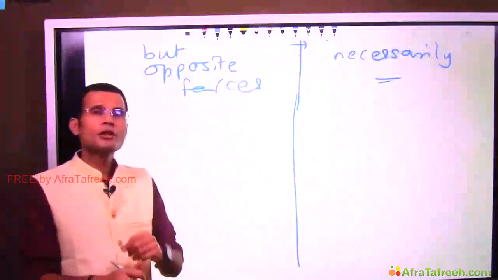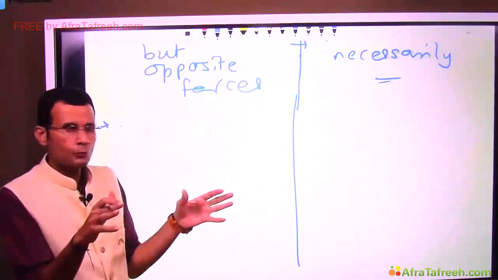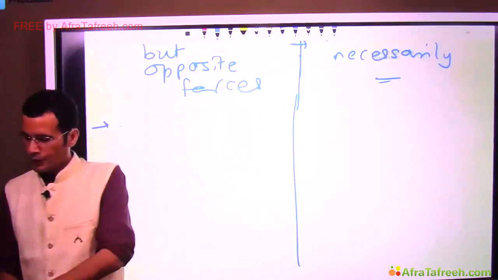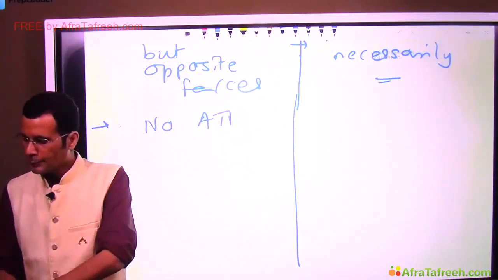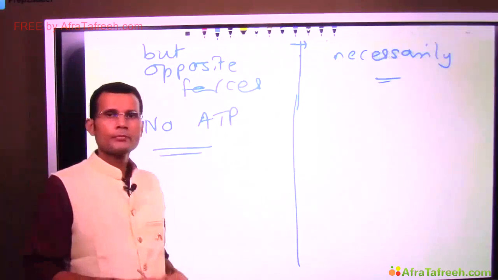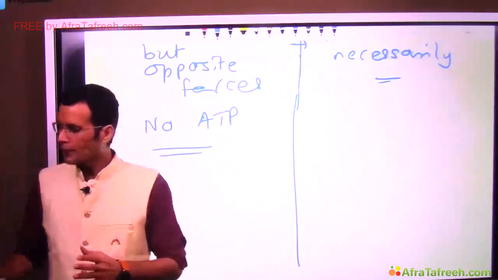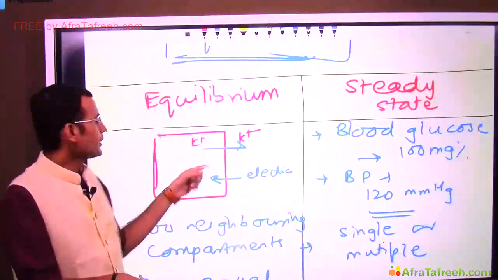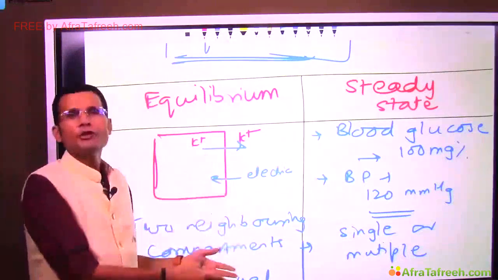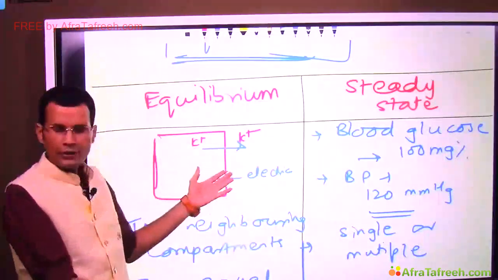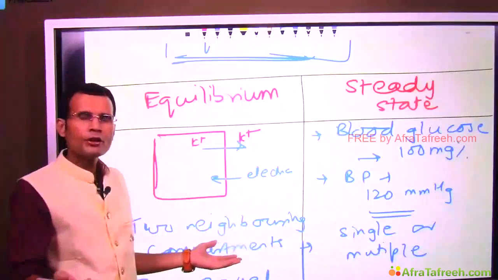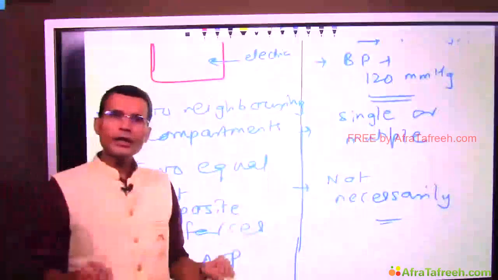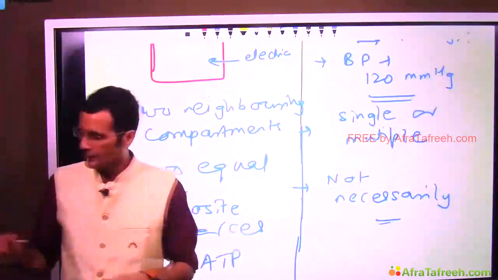Third and the most critical point, this will differentiate between the two. Attaining and maintaining the equilibrium does not need ATP consumption. Yes, we took the example of potassium. It does not require ATP consumption because it's totally based on diffusion, by concentration gradient and electrical gradient. Diffusion does not consume any ATPs. So no ATP is required to attain or maintain equilibrium.